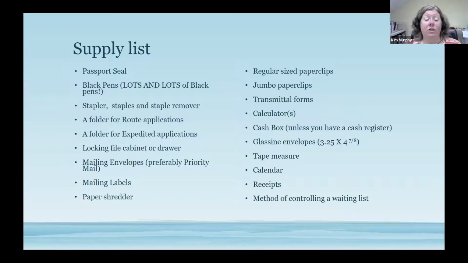I've talked about this over and over again. You want a locked place to store these completed applications because there's a lot of private information on them. You want to have envelopes to mail these applications out at the end of the day, and the Department of State prefers priority mailing envelopes, and so I believe you can send them in anything, but that's their preference. They do prefer them be flat and big, so they don't want you folding up applications. You need to make sure you send out applications completely flat as possible. You will need mailing labels to make sure you're sending them to the correct routine or expedite location.